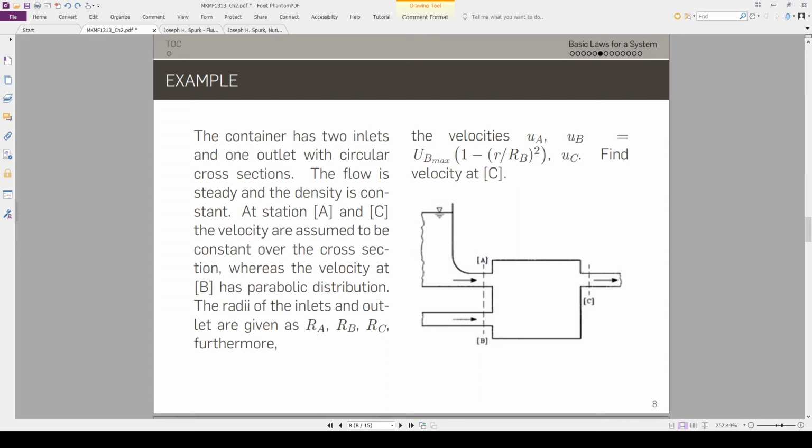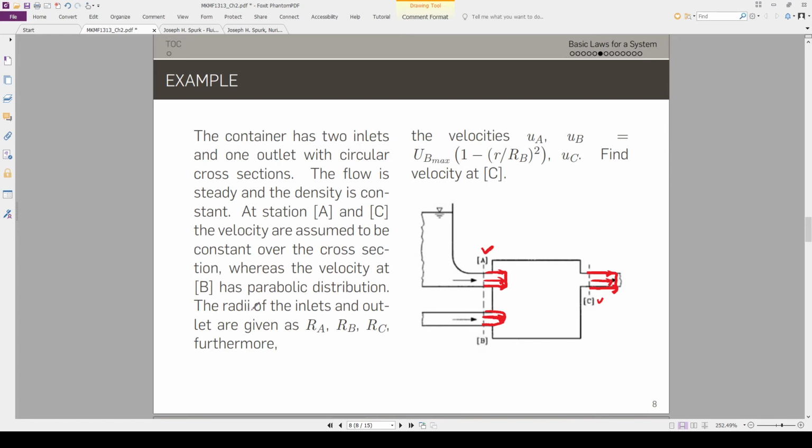At stations A and C, the velocities are assumed to be constant over the cross sections, whereas the velocity at B has a parabolic distribution. So if we can imagine here, at point A, we have a constant velocity. At point C, the velocity leaving the container is constant as well, but at point B, where the velocity comes into the container, it has a parabolic shape.